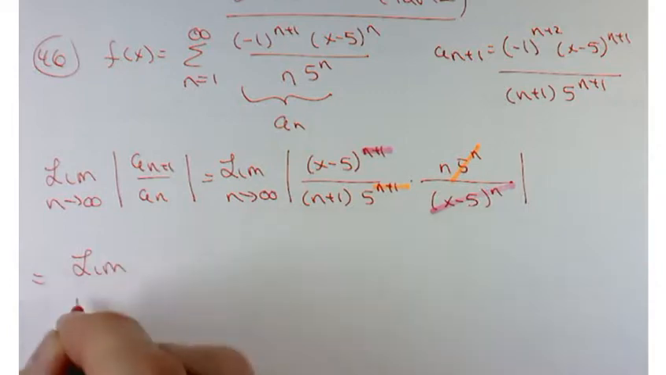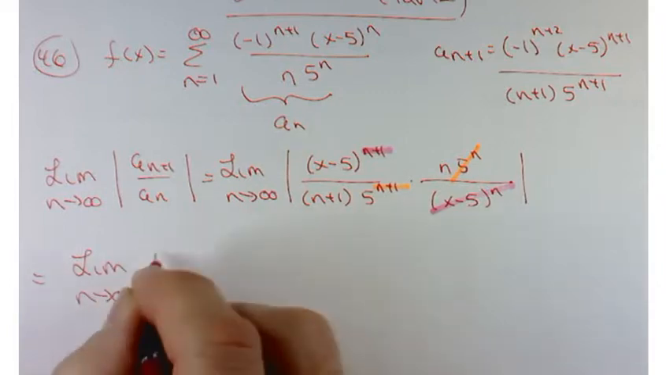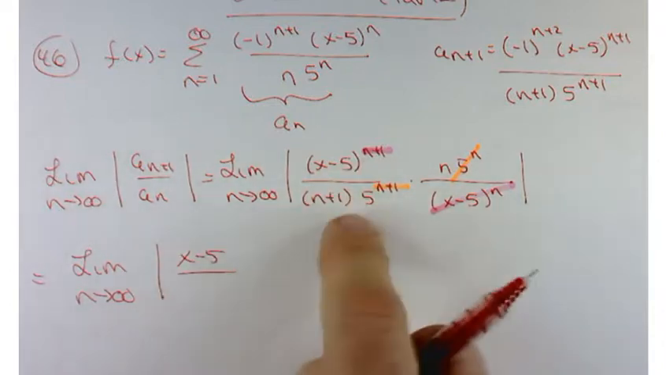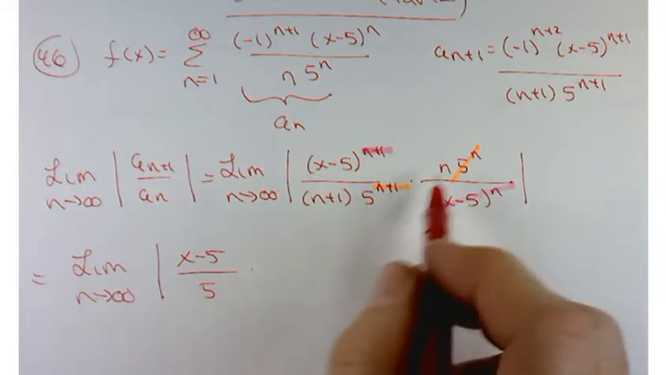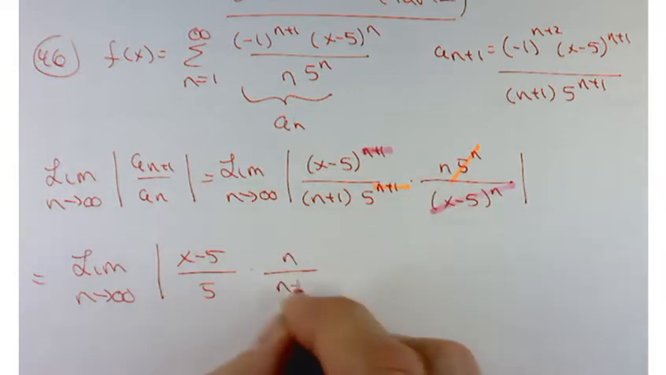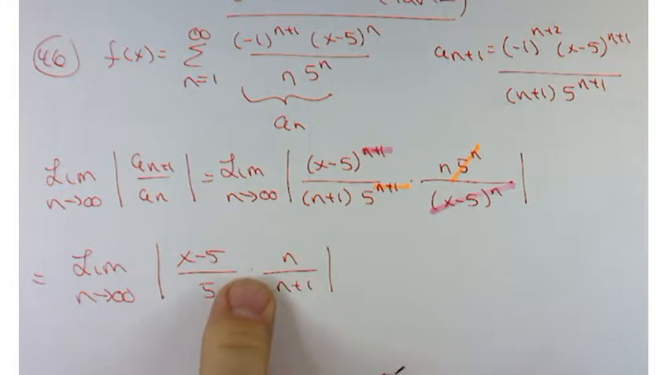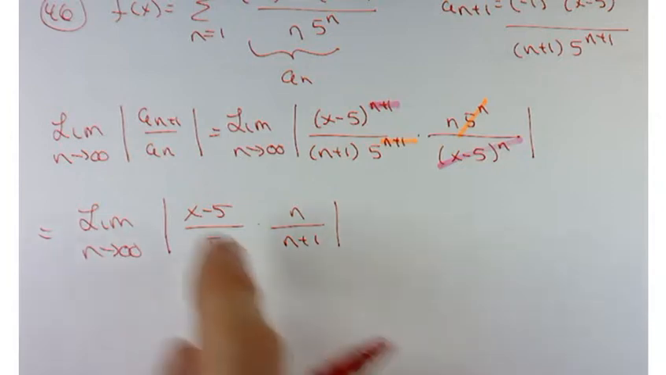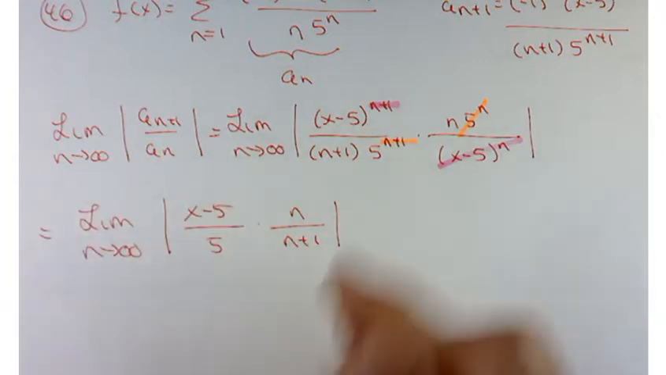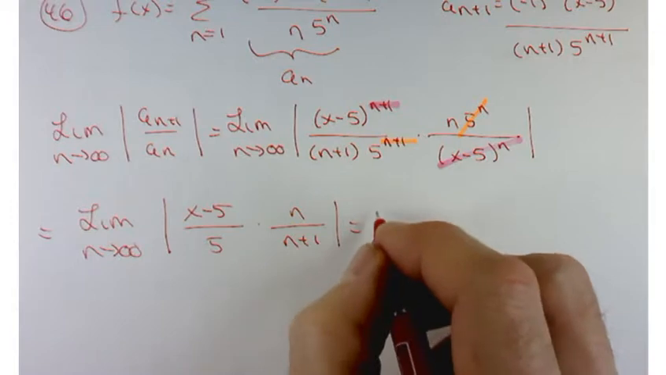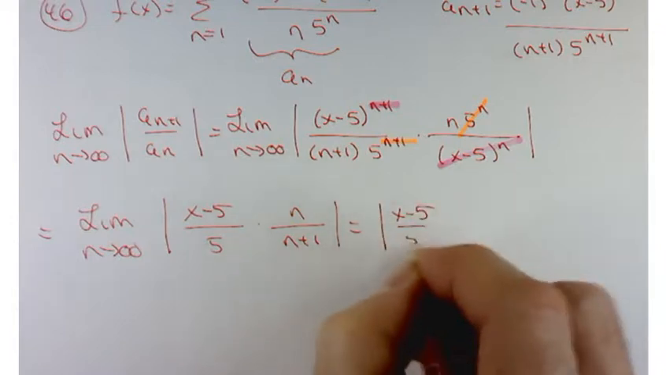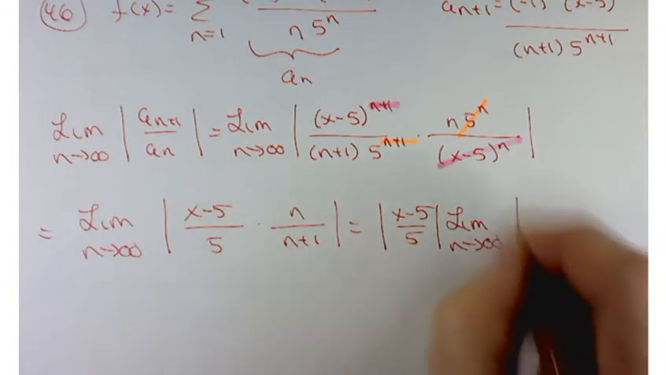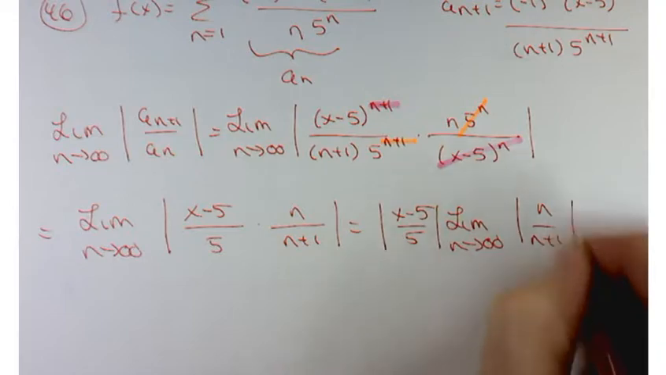That's going to be the limit as n approaches infinity of x minus 5 over 5 times n over n plus 1. Now I split it up like this because this part right here doesn't depend on your limit. So effectively it's a constant, and I can factor that out in front. That's going to be the absolute value of x minus 5 over 5 times the limit as n approaches infinity of n over n plus 1.